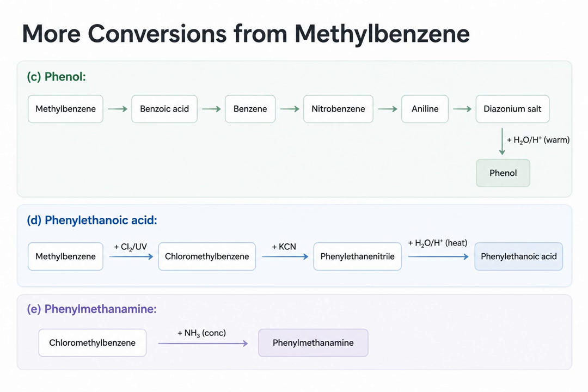For phenylethanoic acid, we again halogenate the side chain using UV light, substitute with cyanide, and hydrolyze the nitrile with hot acid. If we want phenylmethanamine, also known as benzylamine, we can take that same chloromethylbenzene intermediate and react it directly with concentrated ammonia. Notice how chloromethylbenzene is a highly versatile intermediate for modifying the side chain.